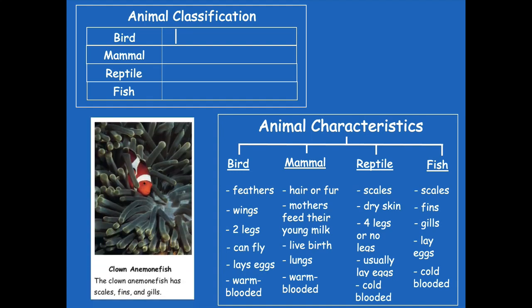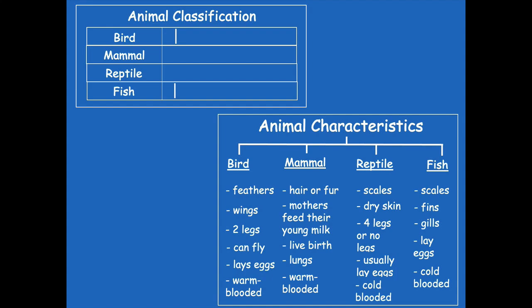Now our next animal is a clownfish. So the clownfish has scales, fins, and gills. So friends, what type of animal can we classify the clownfish as? A bird, a mammal, a reptile, or a fish? Yeah, it's a fish. So we're going to record 1 tally mark next to fish.